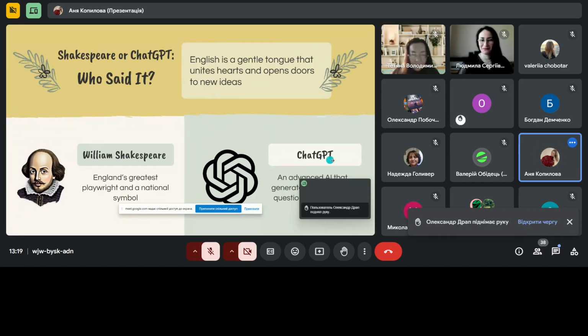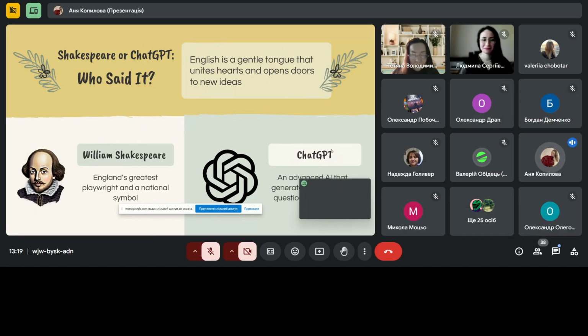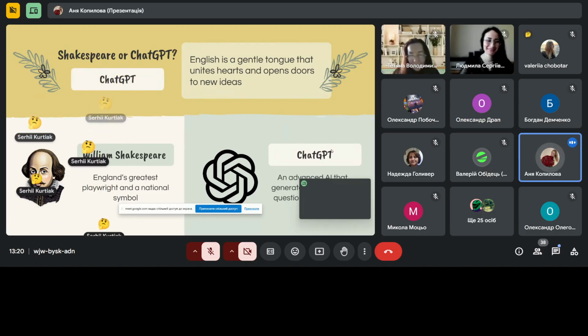I think that's William Shakespeare. What makes you think that? Very tough words, and complex. The sense is so tough. I think that can't be generated by ChatGPT. Thanks for sharing your idea. Maybe someone has another opinion. Okay, the answer is ChatGPT.